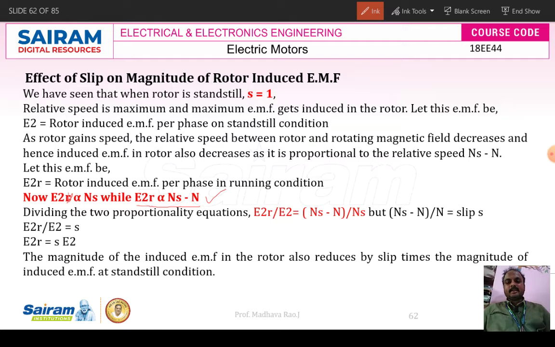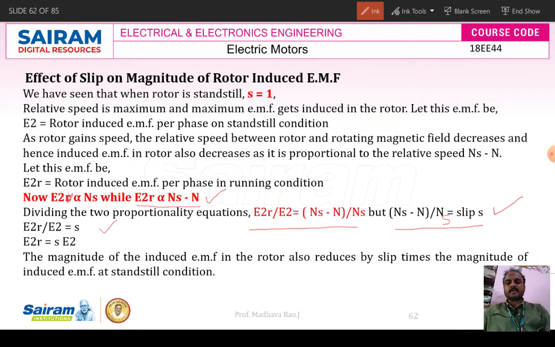By dividing these two proportionalities, E2R by E2: E2R is proportional to ns minus n, and E2 is proportional to ns. So we take the relation ns minus n by ns, which is equal to slip. So E2R by E2 is equal to S. From this relation, E2R is equal to S into E2.